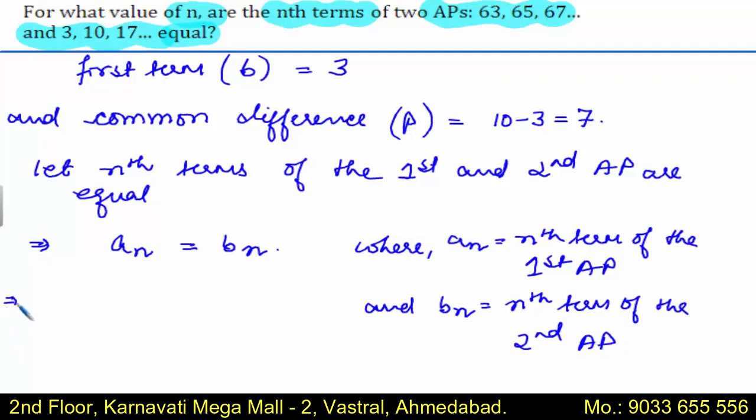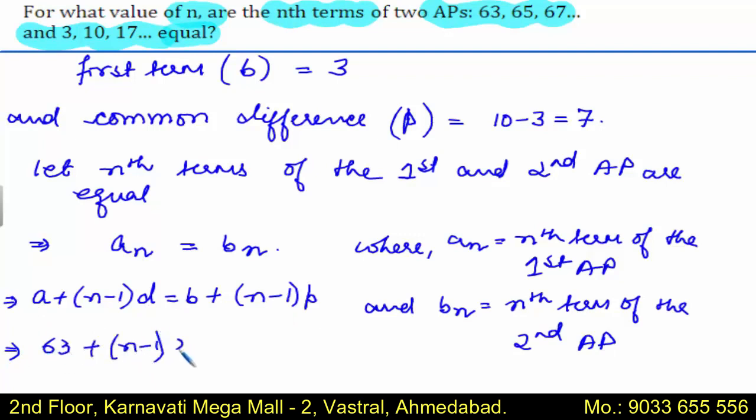This further implies that the nth term of the first AP is given by A plus n minus 1 into D, and the nth term of the second AP is given by B plus n minus 1 into P. Now let us substitute the values of A, D, B and P. This implies 63 plus n minus 1 into 2 is equal to 3 plus n minus 1 into 7.